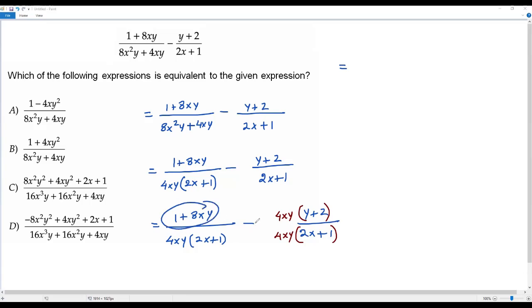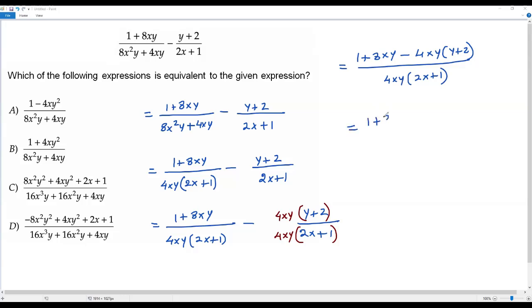Okay, now let me subtract the two numerators. That is 1 positive 8xy negative 4xy times y positive 2. So now we can take the common denominator 4xy times 2x positive 1. Okay, now 1 positive 8xy. Now we can distribute this negative 4xy to this y. In that case, I'm getting negative 4x y square. When I distribute this negative 4xy to this positive 2, I'm getting negative 8xy. So divided by, now we can multiply this 4xy and 2x positive 1.